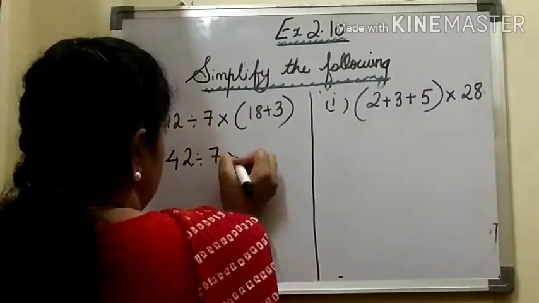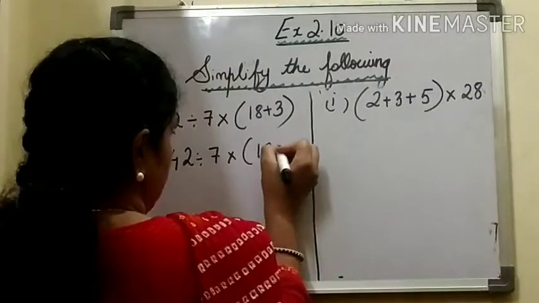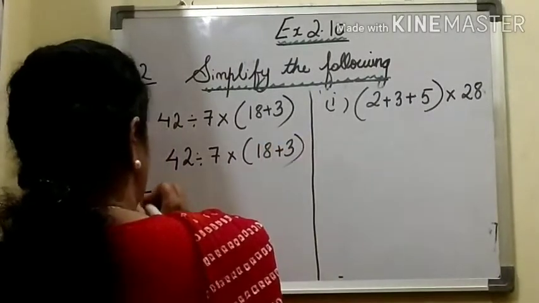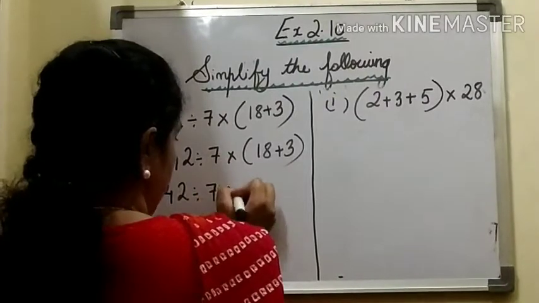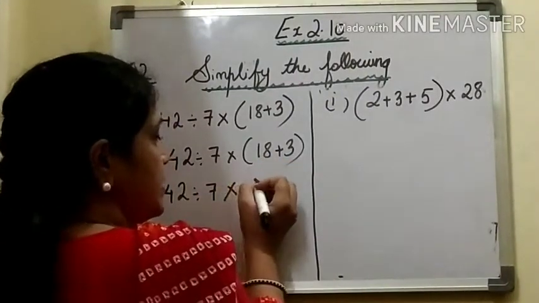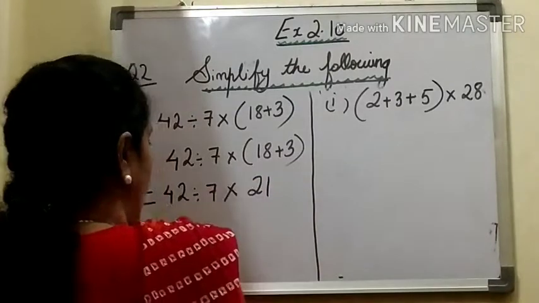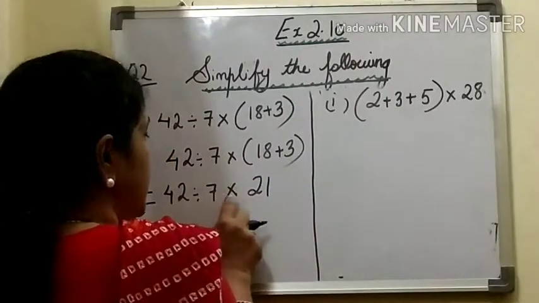42 divided by 7, first write the question as it is. Okay. Now put an equals sign. Now which operation will be done first? Whatever operation is inside the bracket. 18 plus 3 is equal to 21. Now 42 divided by 7 into 21.